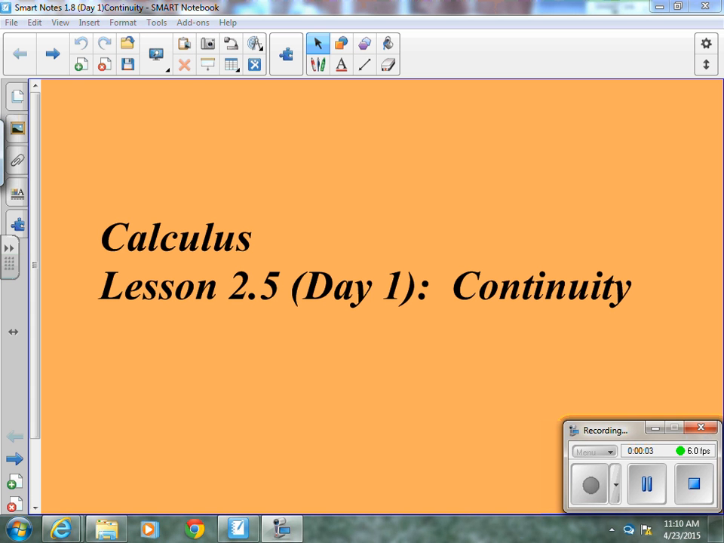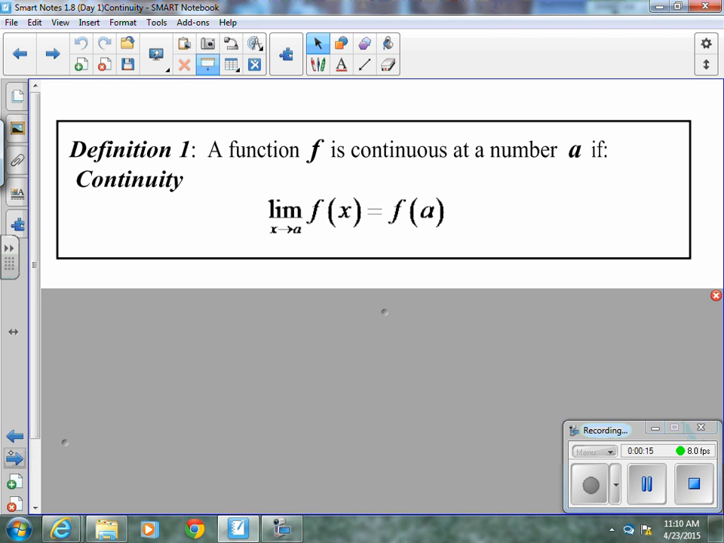Today we're going to start discussing a new concept that's going to stick around pretty much forever, and that is continuity and what it means for a function to be continuous. The mathematical definition for continuity is that a function f is continuous at a number a if the limit as x approaches a of f of x is equal to f of a. Now, what does that mean to you?